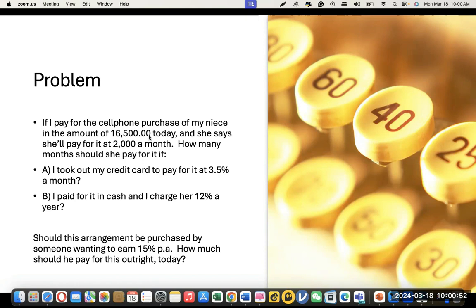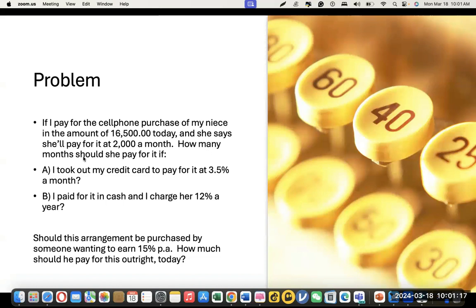Siyempre, we don't want naman our relatives to just rely on that, depend on us, right? So you know that it's not for free. They're going to pay for it, and they're able to pay for it at the rate of about 2,000 a month. So when ginagawa mo to, straight computation, edi dapat 16,500 divided by 2,000. That's just a little above 8 months, right?